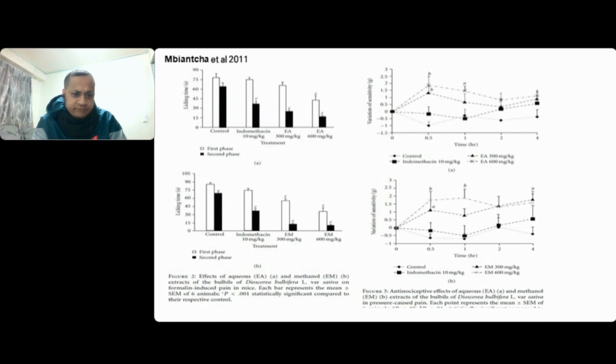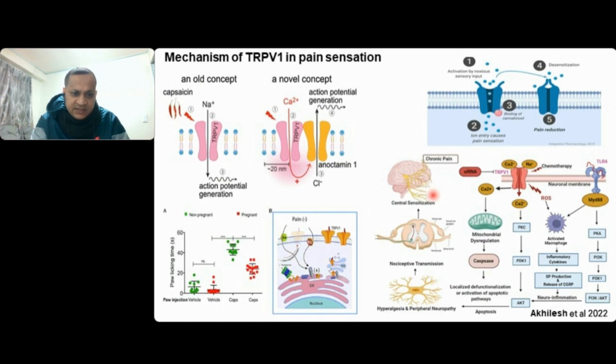With this plant extract, they found that it has an analgesic effect. So my hypothesis is that the underlying factor is maybe Diosgenin. They didn't explain. So this slide, I arranged because I just want to show how TRPV1 acts in pain sensation.